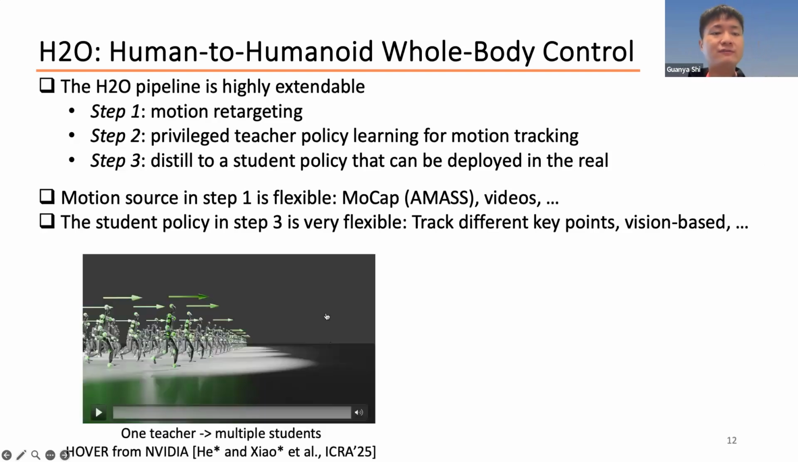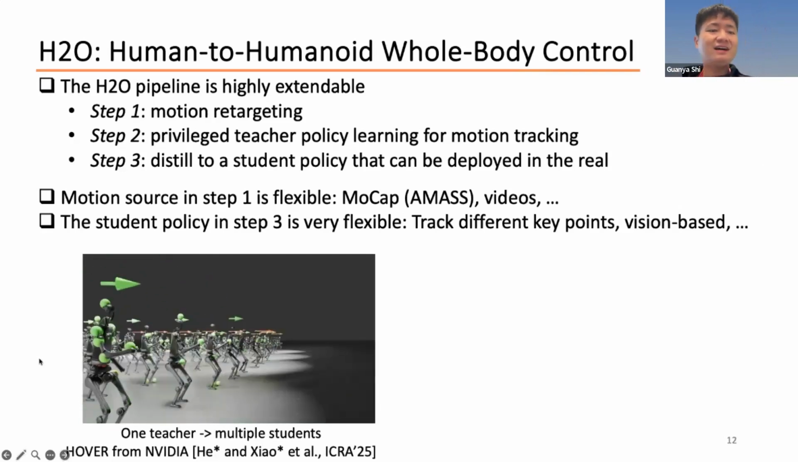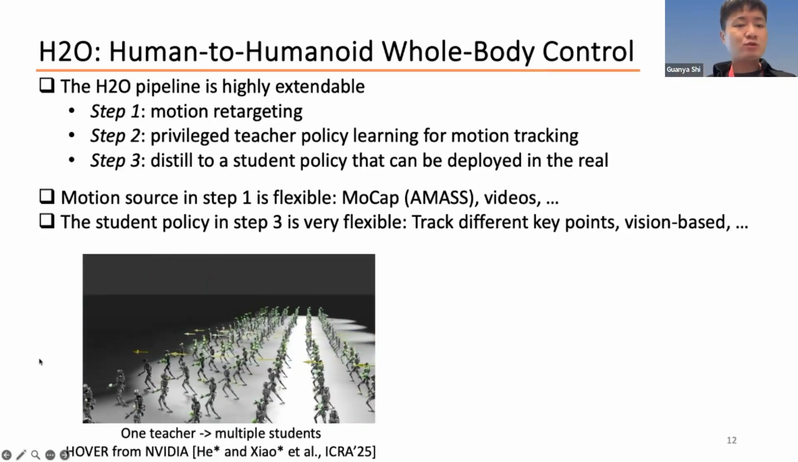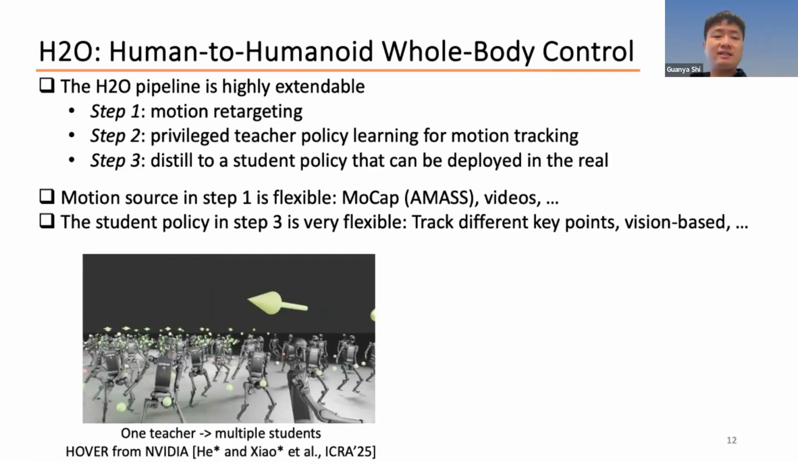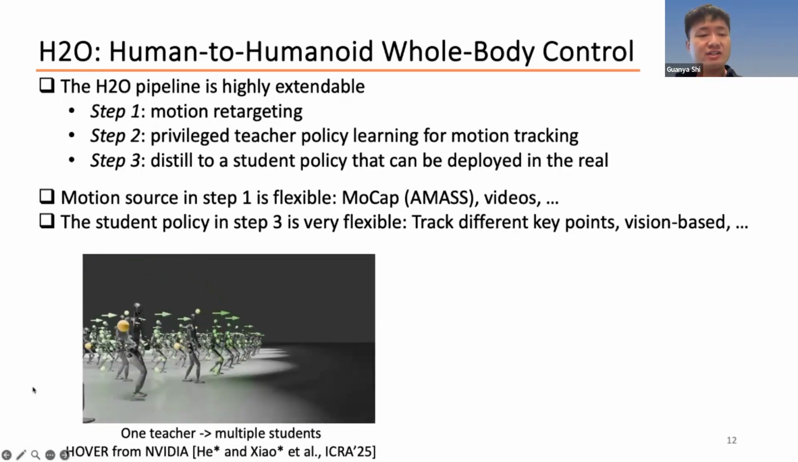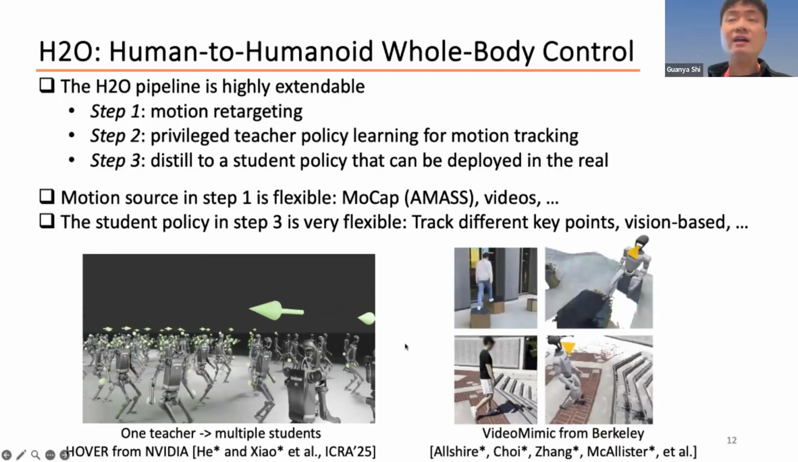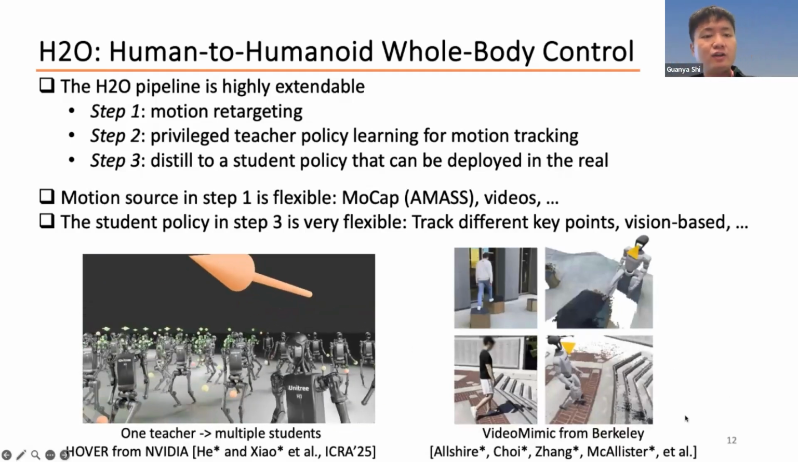I just want to give you 2 examples of follow-up works. One example is the HOVER work from NVIDIA. What they did is they distilled one strong teacher policy to many different student policies. So each humanoid in this video corresponds to a different student policy architecture. Another work is a recent one I really like, from Berkeley, called VideoMimic. They changed the human motion source in step 1 from mocap to videos. They can learn from videos in the wild and translate what a human can do in the video to a real Unitree humanoid.